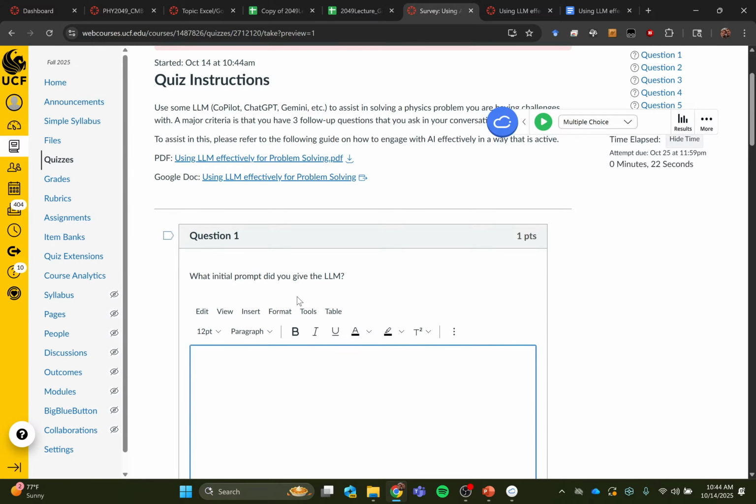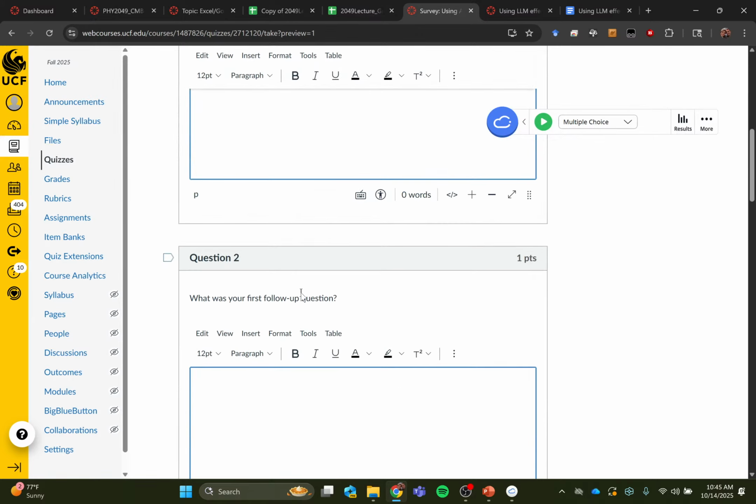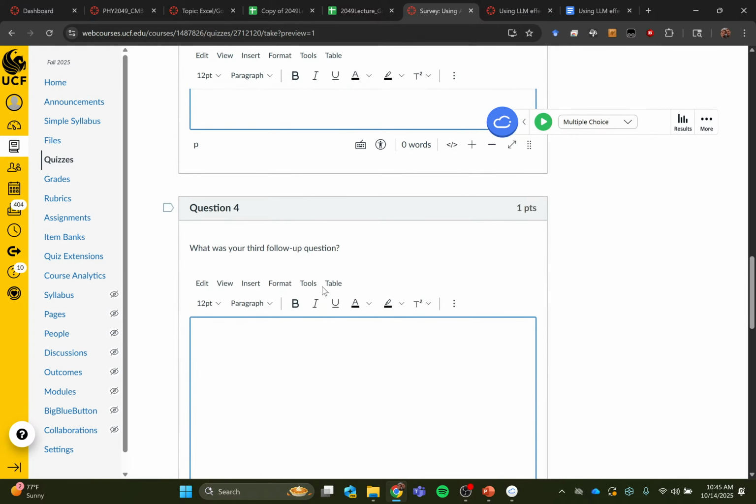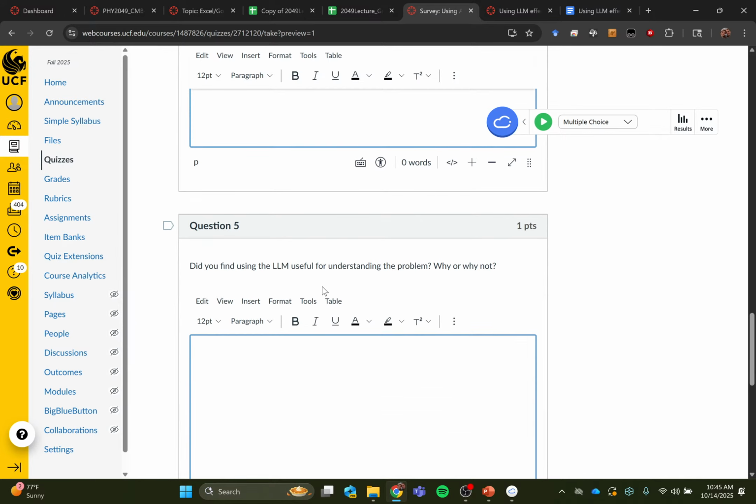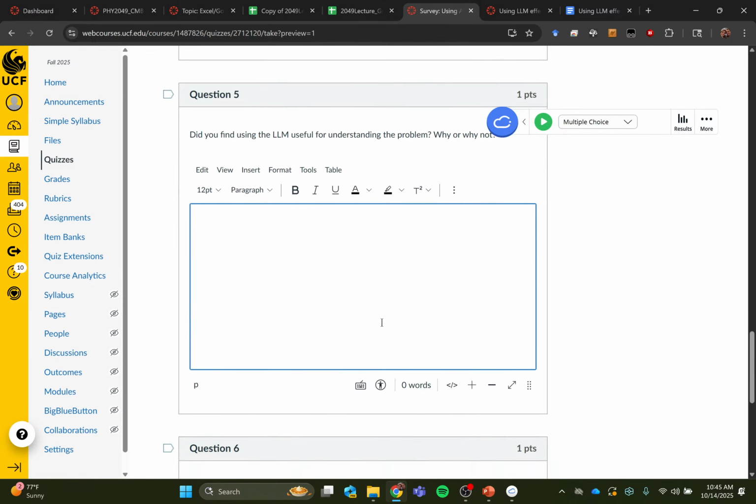If you are just typing stuff in and hitting enter and then spitting out a bunch of things, you're using it like a Google search engine. There is value in that, but learning to engage with it, like you would a tutor, is valuable. And so you put what's your first follow-up question, second follow-up question, third follow-up question, and then just a quick reflection. Did you find it useful?